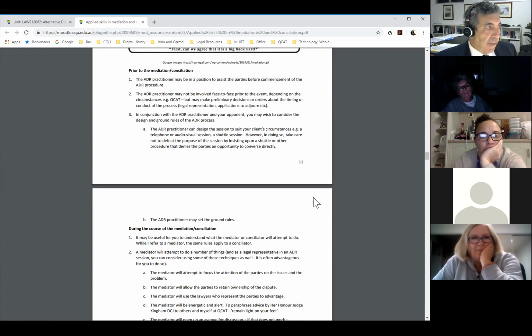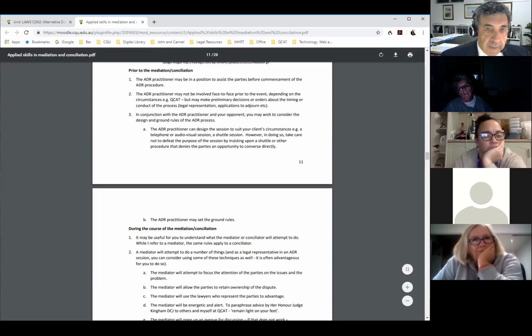So then prior to the mediation or conciliation, the ADR practitioner may be in a position to assist the parties. There may be face-to-face or telephone intake, but that doesn't always happen. So when you're deciding upon your mediation session, you need to decide whether you're going to have some form of intake, and if so, how that's going to occur. Given you've only got a limited time, my recommendation is that you don't actually record any form of intake. You can if you want, but it's going to cut into your time dramatically.